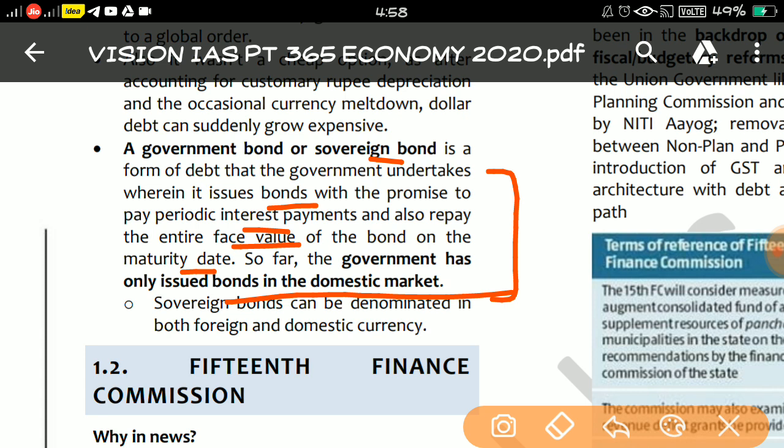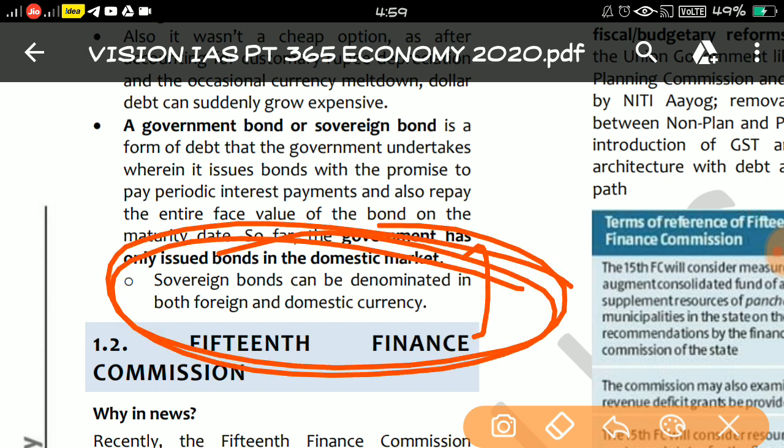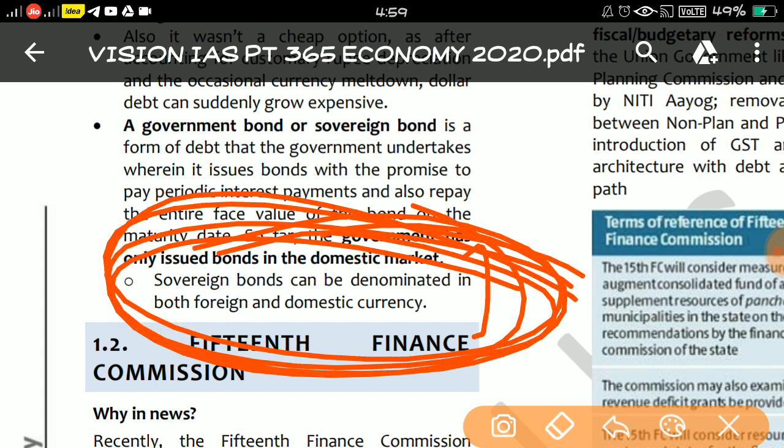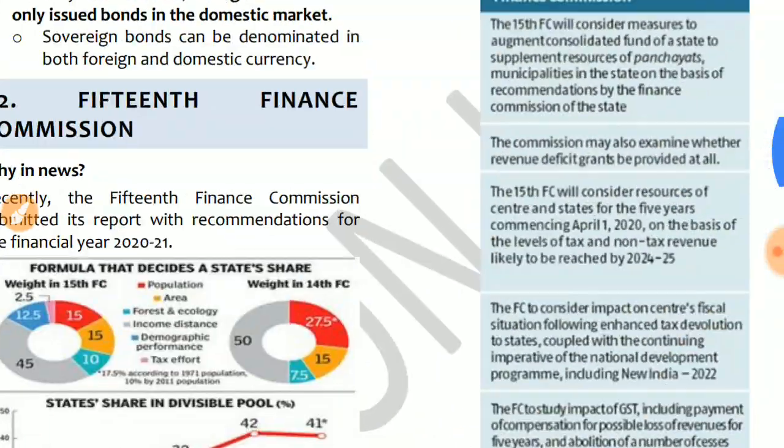This is the simple logic you have to remember. A sovereign bond can be denominated in both foreign and domestic currency. Very important, remember this thing. A sovereign bond can be denominated in both foreign as well as domestic currency. Okay, remember this statement. And apart from that, the next news is the 15th Finance Commission.